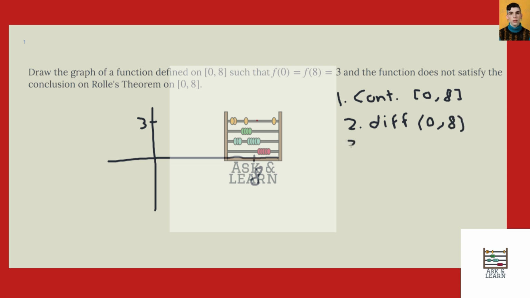And the third condition is the endpoints of the function equal each other. So the beginning point and the endpoint equal each other. So in this case, it would be f(0) and f(8). Those two will equal each other. So the question is asking us to draw such a function where this condition is true, but the theorem does not hold. So one of these will not be right.